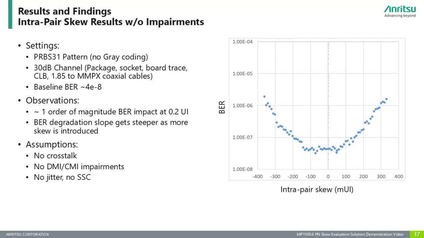First, a test without impairments, like jitter, noise, or crosstalk was performed. For a PRBS 31 pattern with no gray coding, 30 dB loss channel, and a baseline BER of about 4E-8, the resulting intra-pair skew versus BER is shown in the figure. An increase of 200 mili-UI in intra-pair skew translates to about 1 order of magnitude impact in the BER measurement. This degradation slope gets steeper as more skew is introduced.